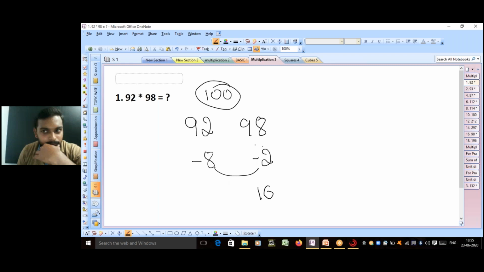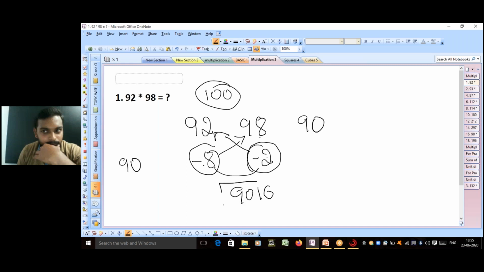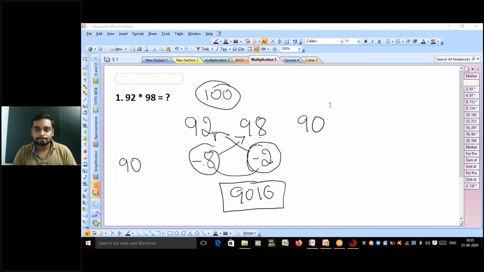Then just take any one number, subtract 2 from 92 or subtract 8 from 98. You will get the same answer. If we subtract 2 from 92, we'll get 90. If we subtract 8 from 98, we'll get 90. Answer should be same. So this is the left part of your answer. So answer is 9016. Just observe the number.